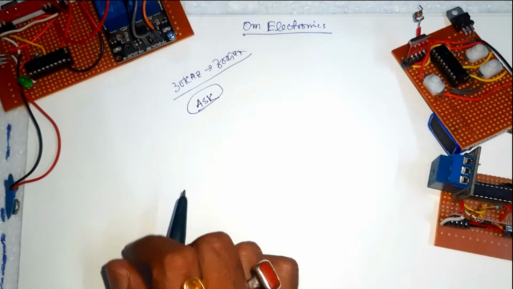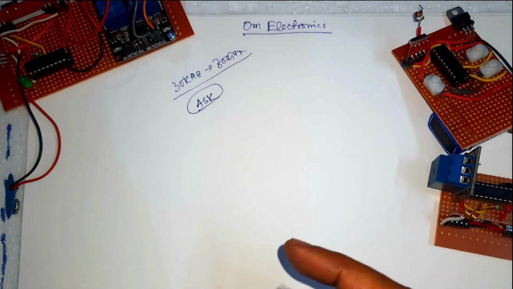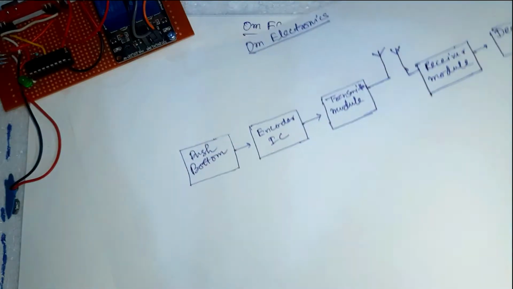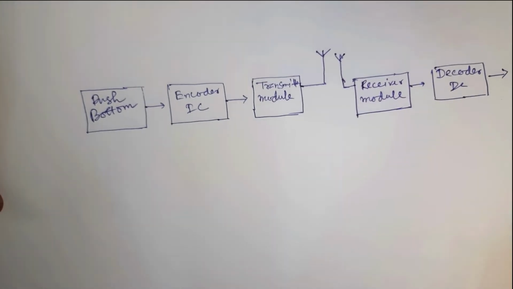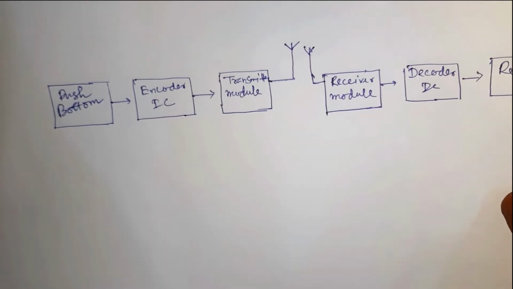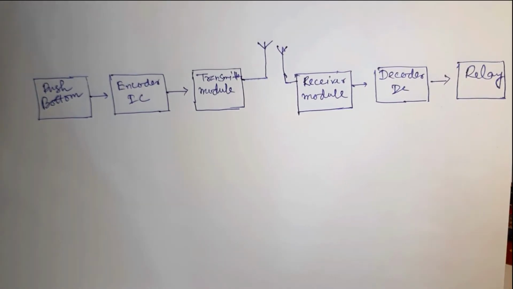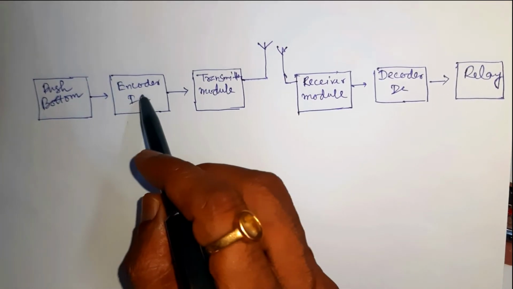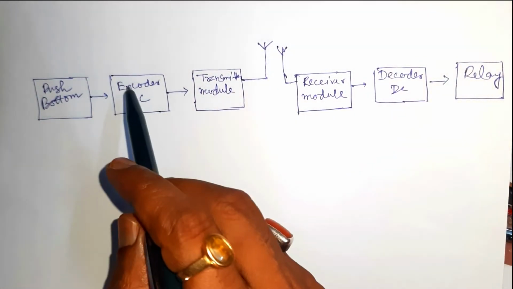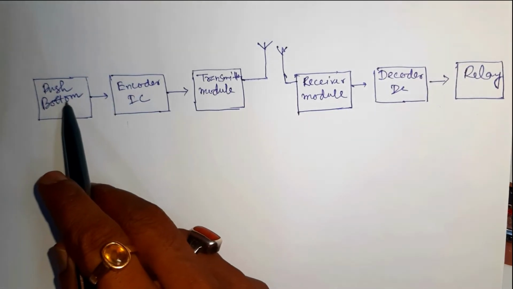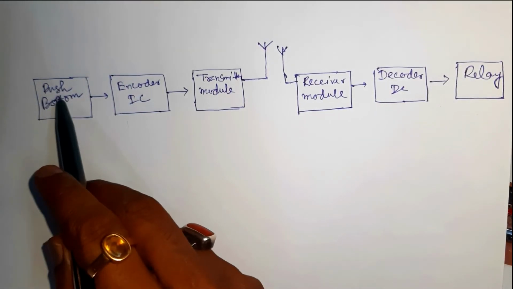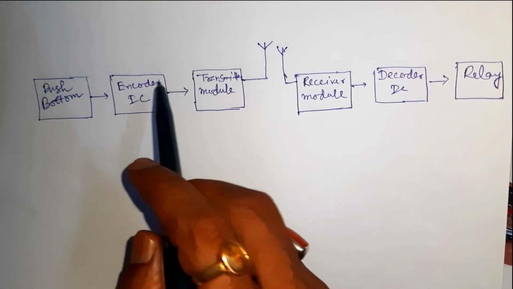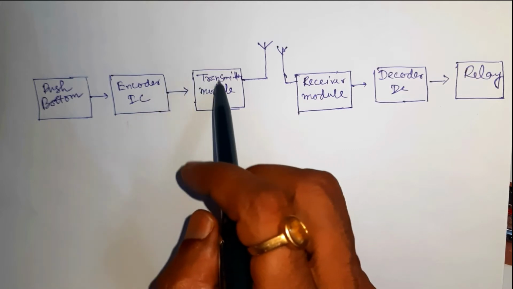In this project, we will control two relays using two receivers through a single transmitter. So this is the block diagram, transmitter and receiver. Here the push button switches are connected to the encoder IC. This encoder IC takes 4-bit data from these push button switches and converts it into serial data. Then it sends this data using the RF transmitter module.